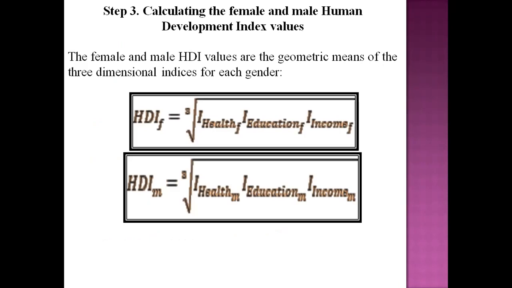Calculating the female and male Human Development Index values. For now, we will calculate separately the HDI value of male and female. The HDI formula here is the same as the one we calculated in previous classes, but it is different because we calculate HDI with respect to gender. That's why we first calculate the HDI of female and the HDI of male.